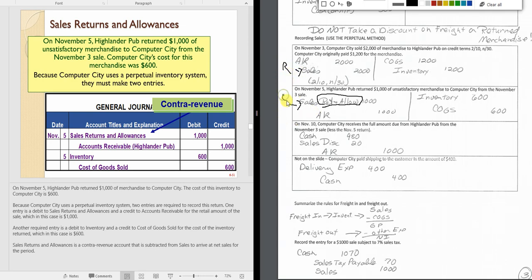So this is a contra revenue. What a contra revenue means is I will net it against my revenue. So I will say my gross revenue here is $2,000, less my returns and allowances of $1,000, gives me my net revenue of $1,000. The only reason I do this account right here is because I want to keep track of it. And whenever I want to keep track of something, I put it into a separate account.